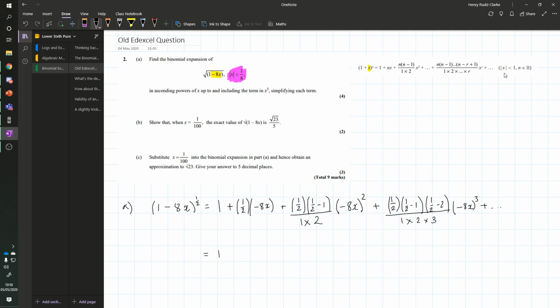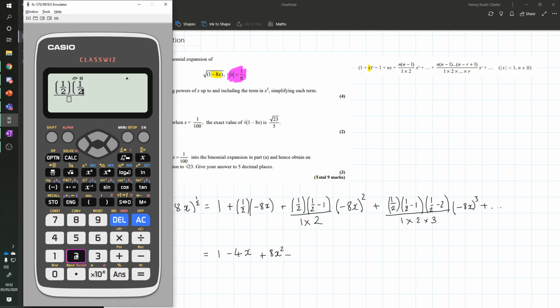1 half times minus 8 is minus 4x. We can work out this bit. This is a half times by minus a half, which is minus a quarter, divided by 2, which is minus an eighth, times by minus 8x squared. Minus an eighth times 8 squared would be 8 again, and this minus becomes positive, so it's just going to be 8x squared. You can do all this in your calculator. I just like doing a bit of mental arithmetic every now and then.